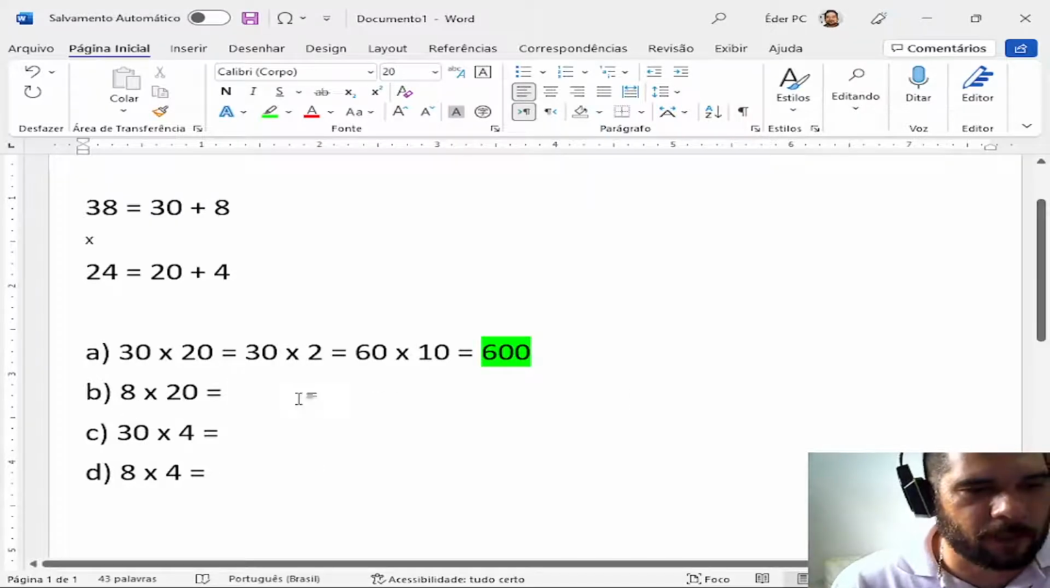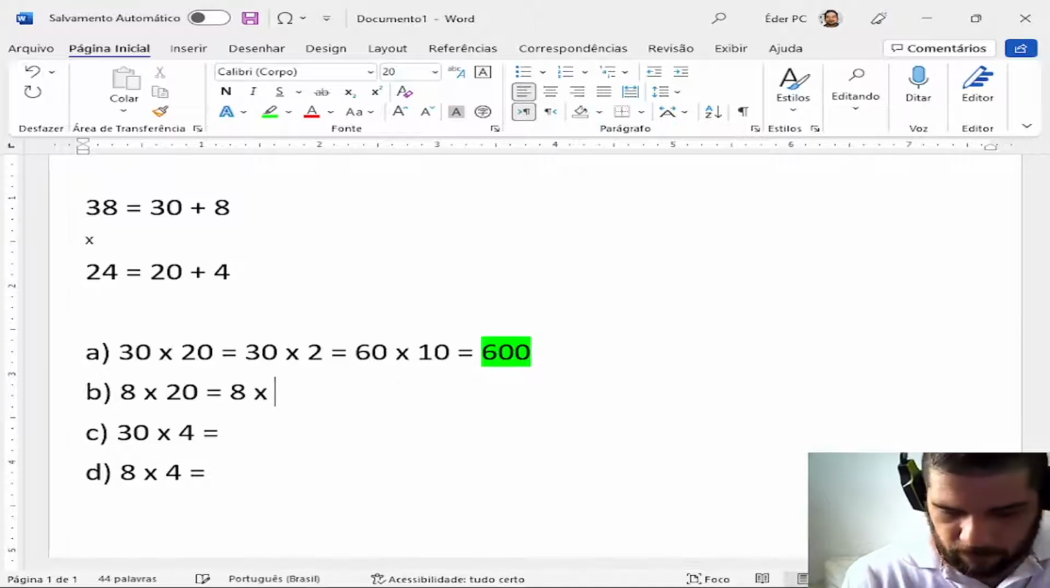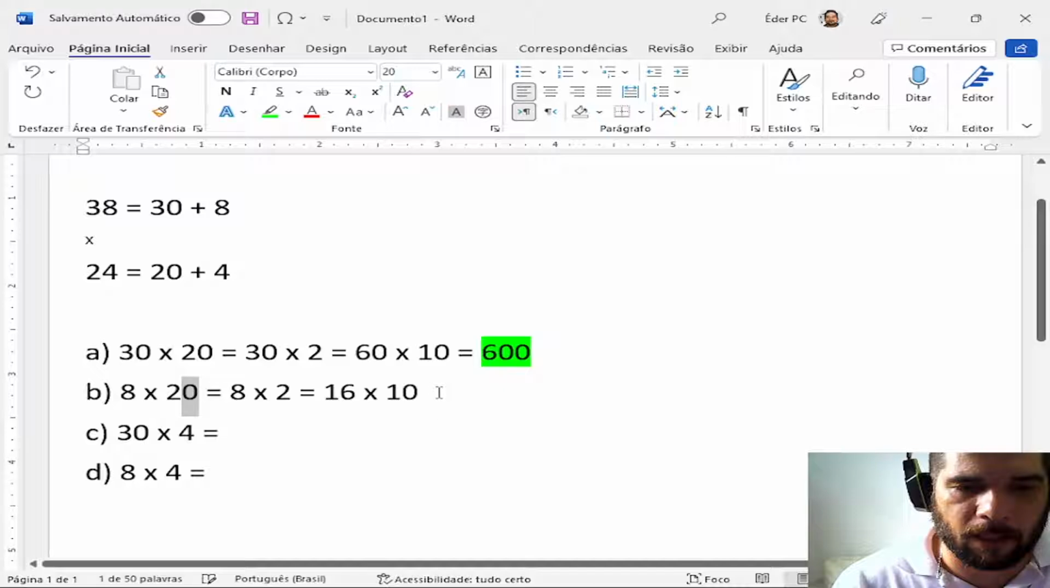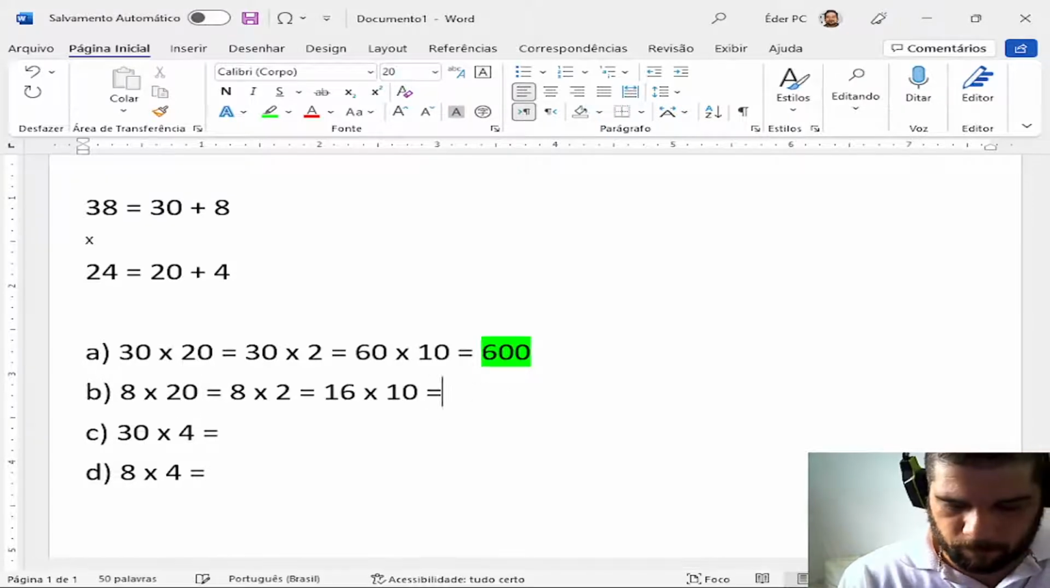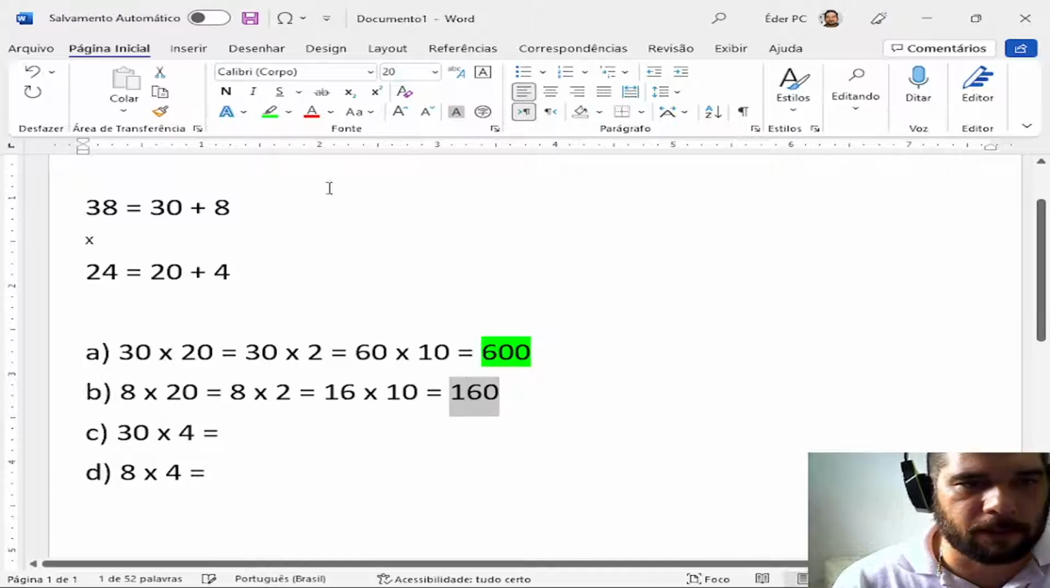Let's go downstairs. So 8 times 20, again, 8 times 2, that's 16. Times 10, to represent the 0 here, cannot forget that, equals 160. Right? Let's paint this guy green again.